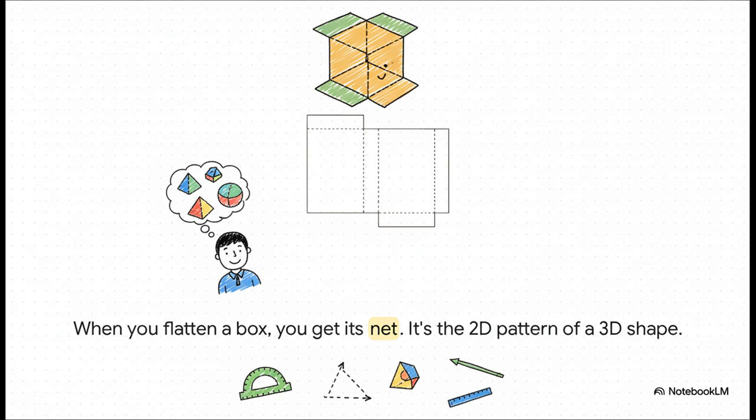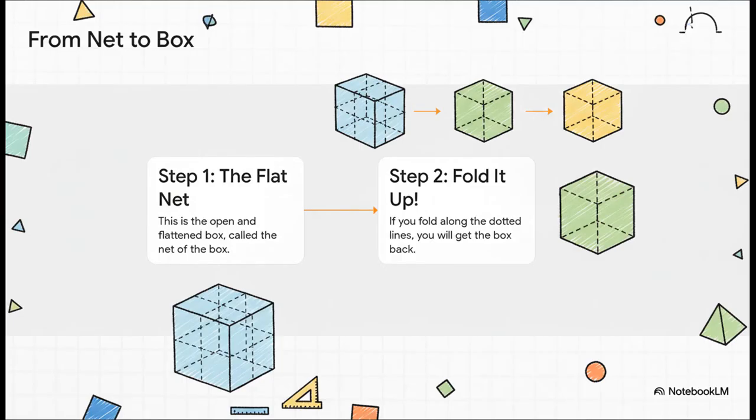So this flat 2D shape you see here, this is the net of a cube. It's basically the blueprint, the flat pattern that you can fold up to make the perfect 3D shape. And watch, if you fold it back along the lines, poof, you get your 3D box right back. Seriously, understanding nets is like having a secret superpower for all those tricky visualization questions in your exam. You'll be able to see the answer in your head.